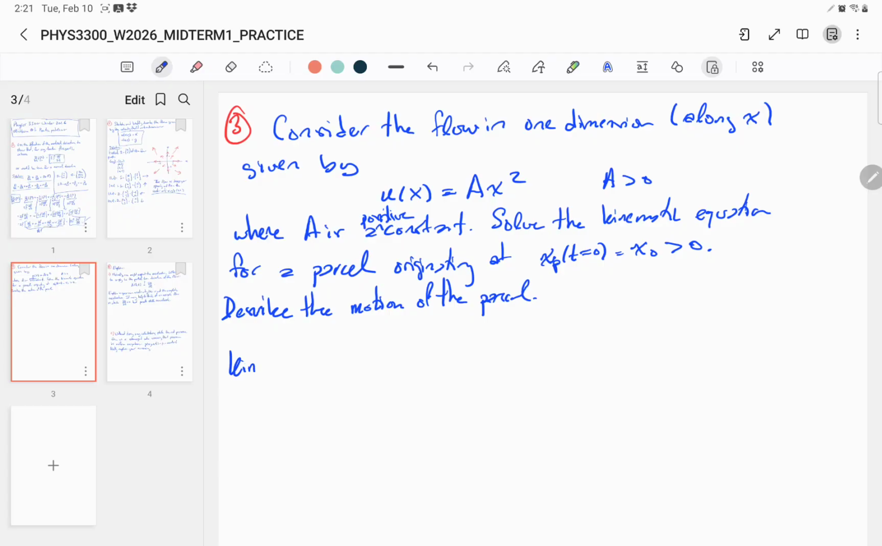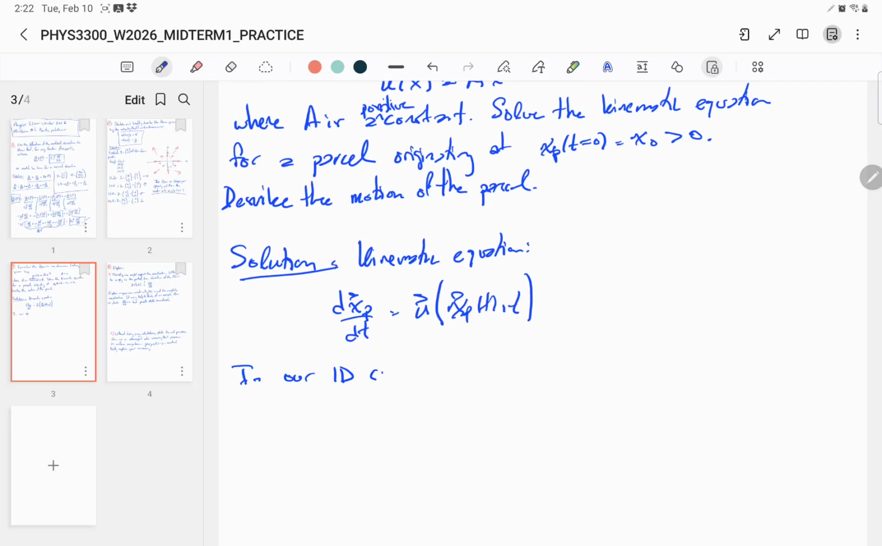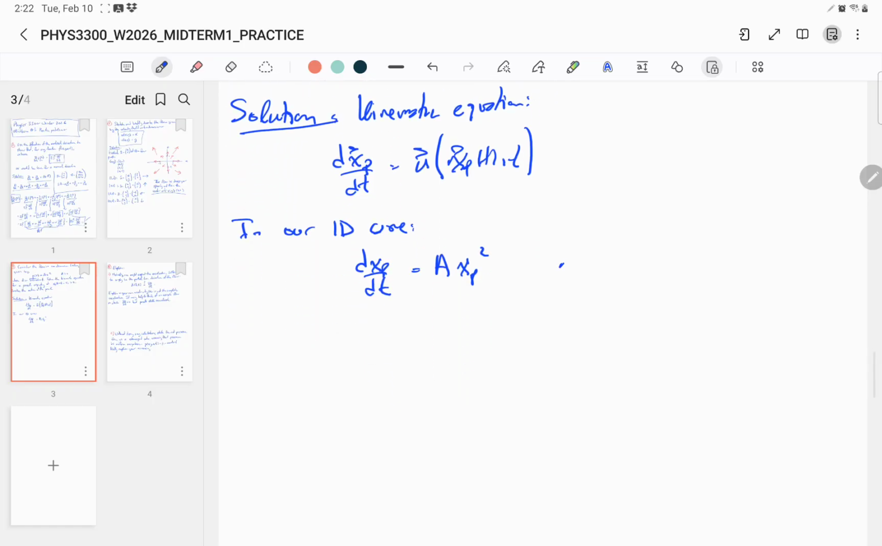Okay, so our kinematic equation, so here's our solution. So the kinematic equation is dx_p/dt equals u of x_p of t and t. In our 1D case, we have dx_p/dt is equal to a times x_p squared. And our initial condition is that x_p of 0 is equal to x naught, some positive value. So this is a separable differential equation. And on the midterm, if there was anything tricky in terms of how to solve the differential equation, I would give a mathematical hint. In this case, it's very easy.